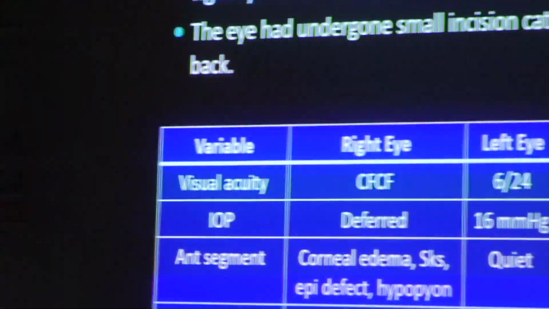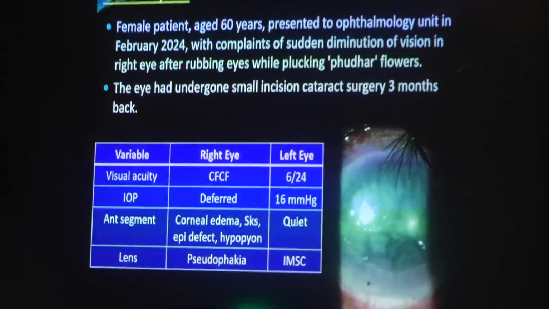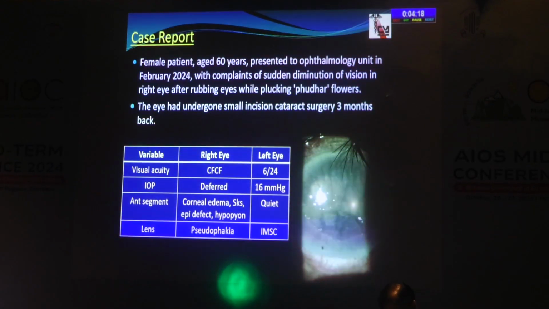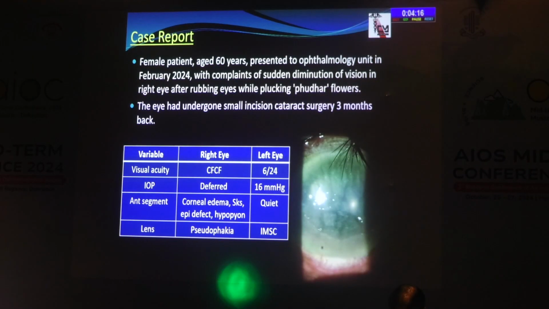Case report: a female patient, 60 years, presented to the ophthalmology OPD with complaints of sudden diminution of vision in the right eye after rubbing her eyes while plucking fudhal flowers. These are the varied names, fudhar, madar, arc, given to Calotropis. She had undergone a small incision cataract surgery by a resident of our department 3 months back. So this is what compounded the diagnosis a little for the resident.